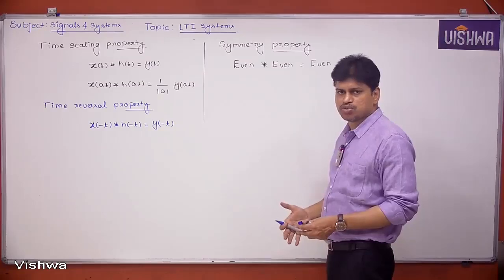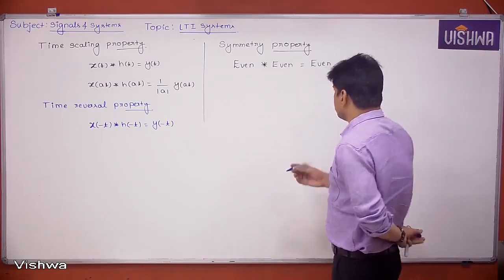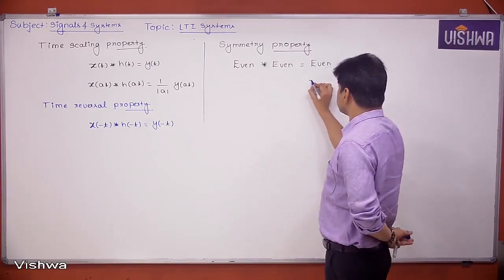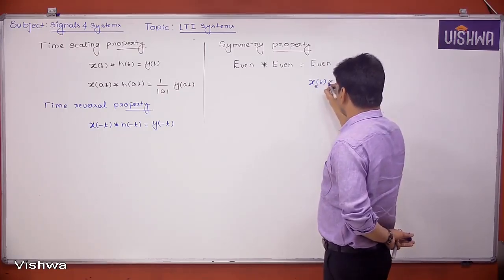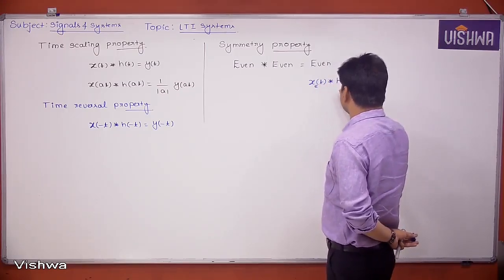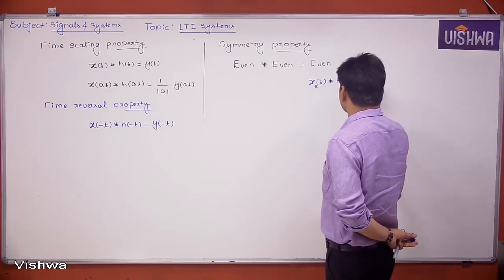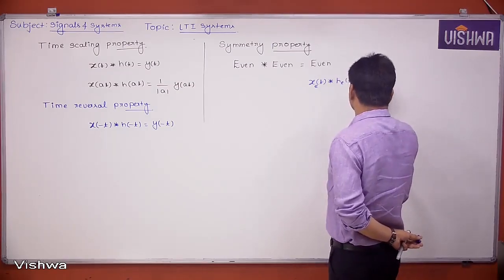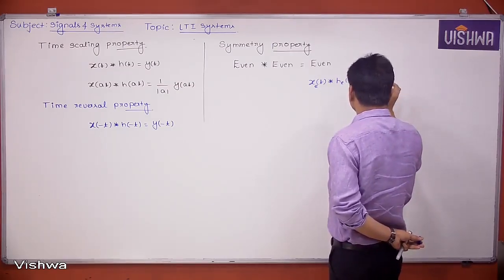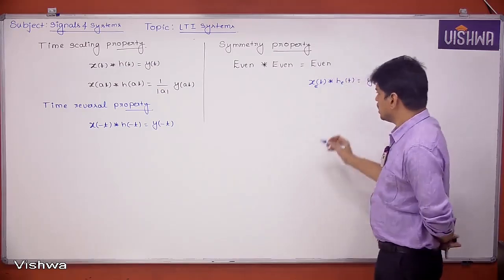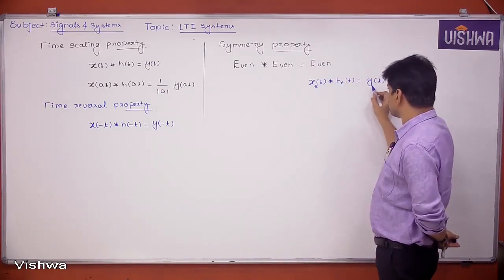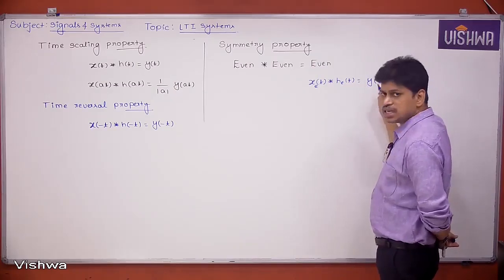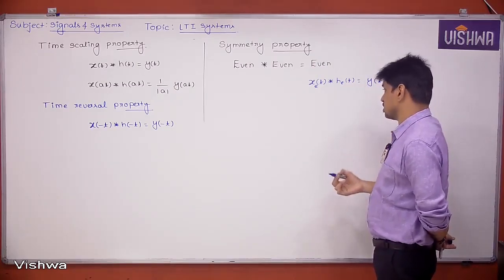Otherwise, if you want the proof, you can do it by yourself. Okay, let's see. Suppose a signal x of t is an even signal, convolved with h of t, which is also an even signal, giving y of t. I want to see this result. If two signals are even signals, then what is the nature of y of t? Is it an even signal? Is it an odd signal? We have to see.